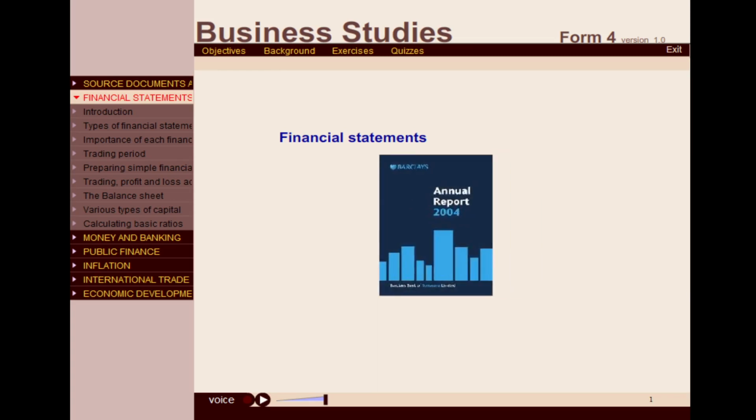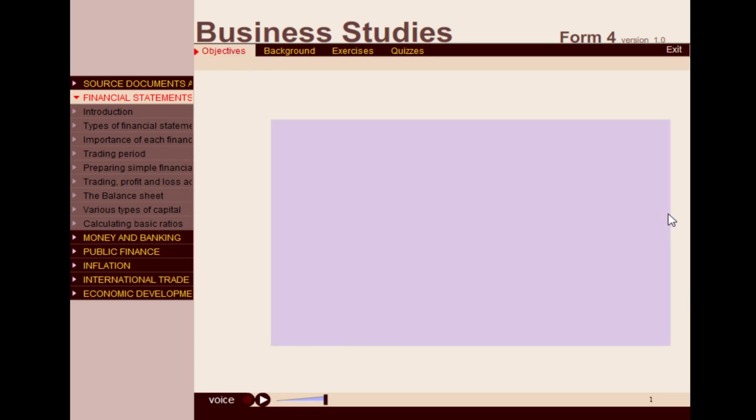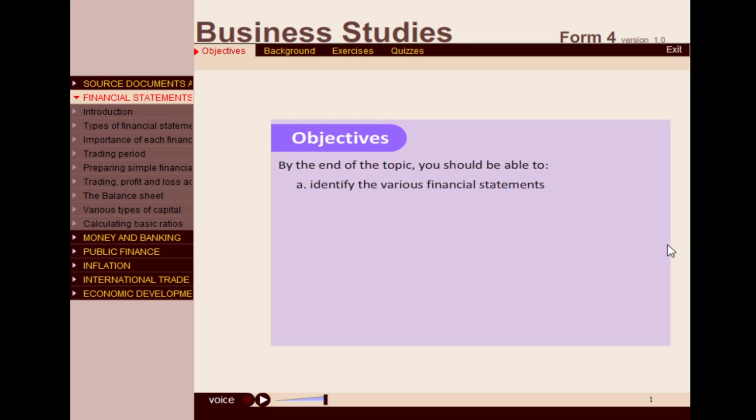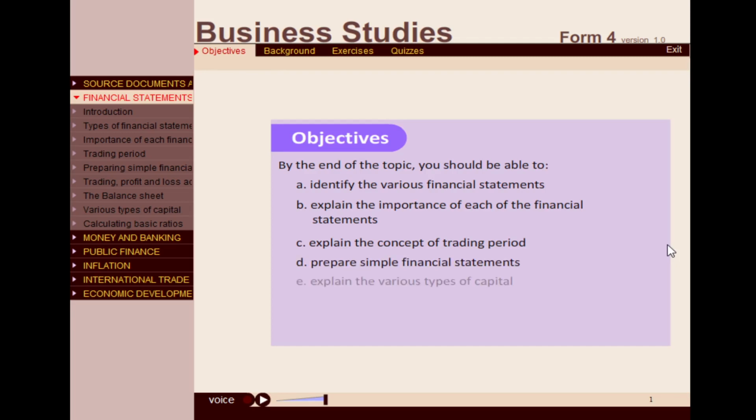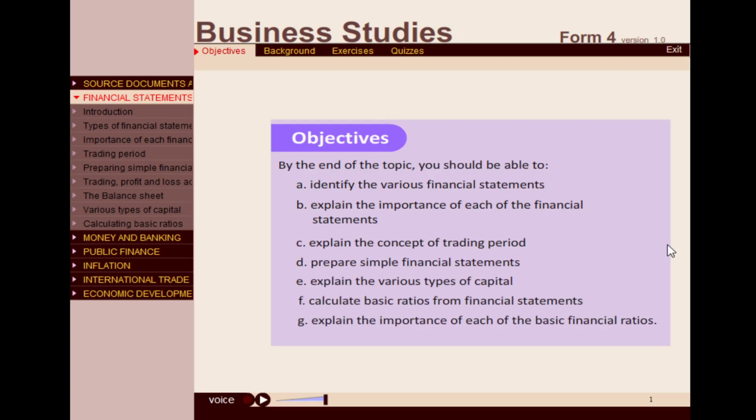Financial statements are written reports which quantitatively describe the objectives. By the end of the topic, you should be able to identify the various financial statements, explain the importance of each of the financial statements, explain the concept of trading period, prepare simple financial statements, explain the various types of capital, calculate basic ratios from financial statements, and explain the importance of each of the basic financial ratios.